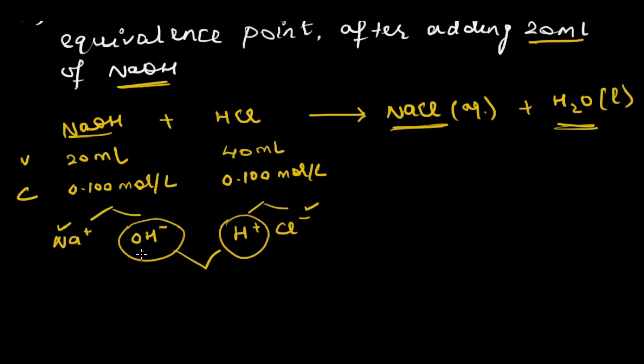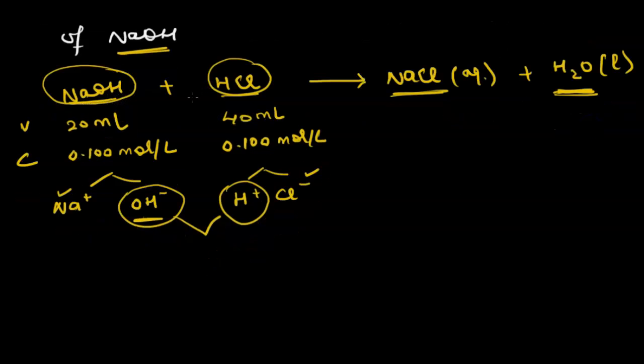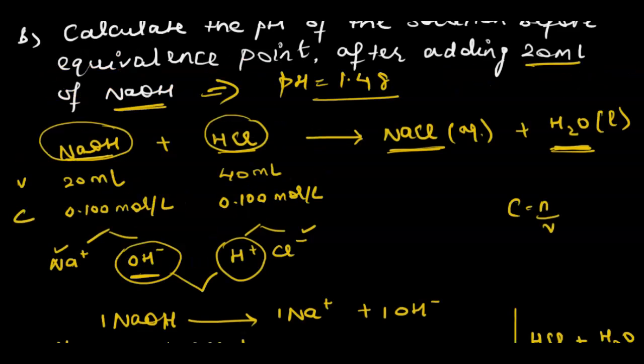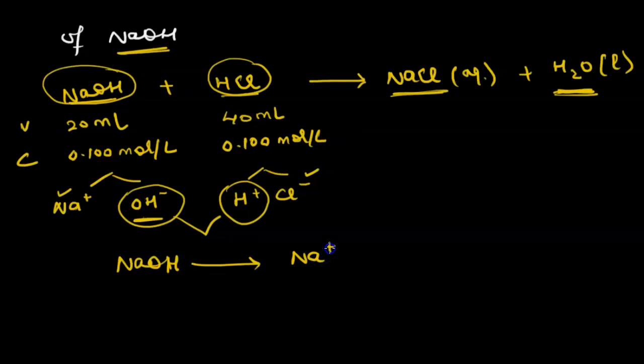Now we would find out how many moles of OH negative have been released by NaOH and how many moles of H positive have been released by HCl in order to find out how many moles of water have been formed. For that, we would write down their breakdown reactions separately. Now NaOH, being a strong base, is going to completely break down to give us Na positive and OH negative ions. Now we're given the volume of NaOH to be 20 ml, that is equal to 0.020 liters. And we're given the concentration as 0.100 moles per liter.